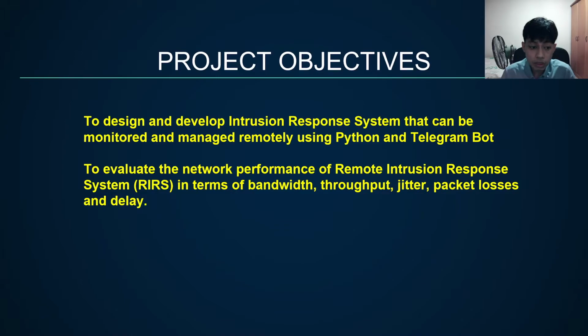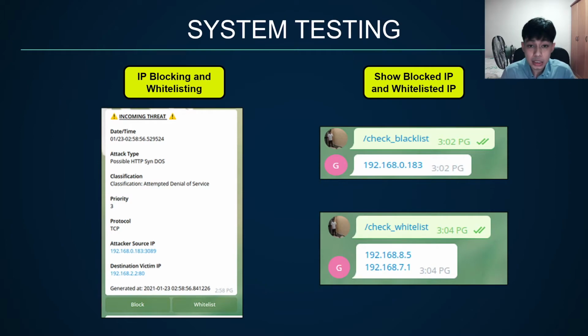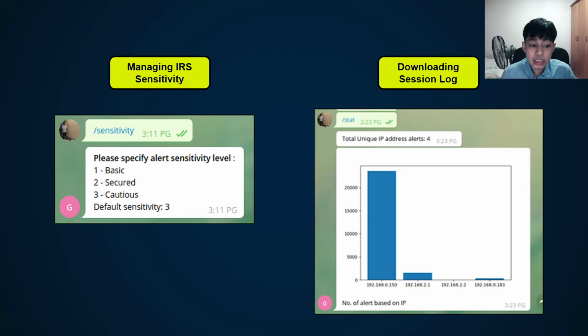The objective of the project is to design and develop an intrusion response system that can be monitored and managed remotely using the Python Telegram bot. The second is to evaluate the network performance of the remote intrusion response system in terms of bandwidth, throughput, jitter, packet losses, and delay. This is the testing that has been done. The first figure is IP blocking and whitelisting. In the figure, it allows the administrator to block or whitelist depending on the threat that pops up. And whenever they are done blocking or whitelisting, they can check through the check blacklist command and the check whitelist command.